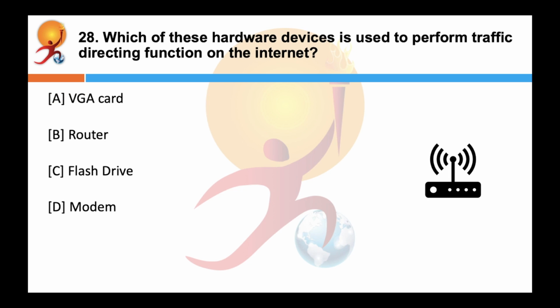Which of these hardware devices is used to perform the traffic directing functions on the internet? Correct answer is B, a router. A router is a computer networking device that forwards data packets between computer networks. A router performs the traffic directing functions on the internet.